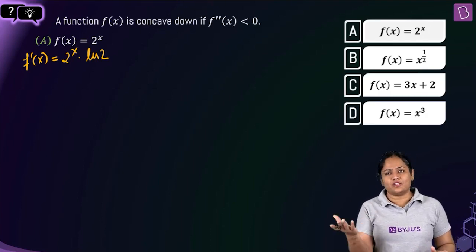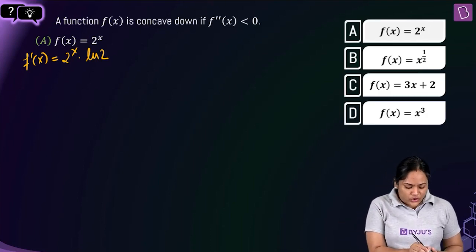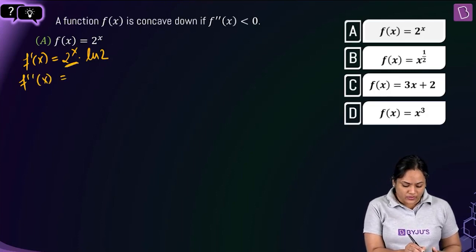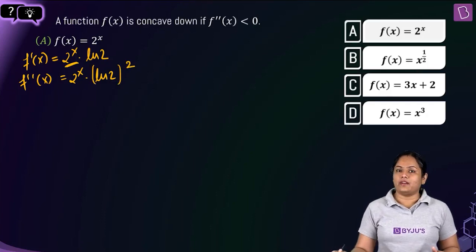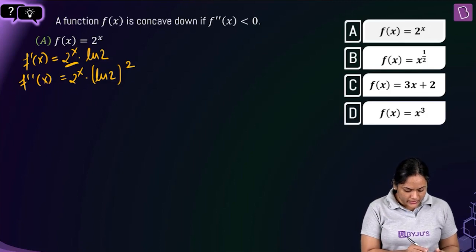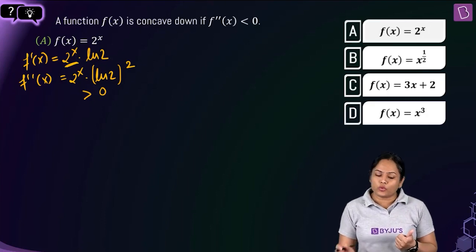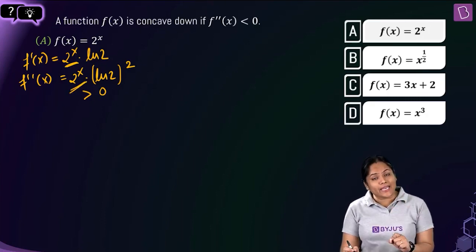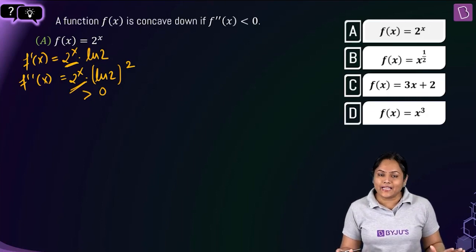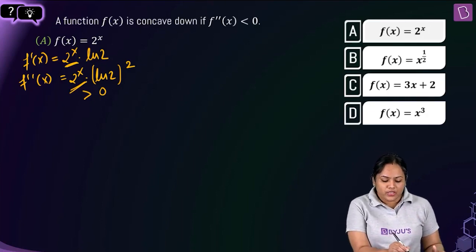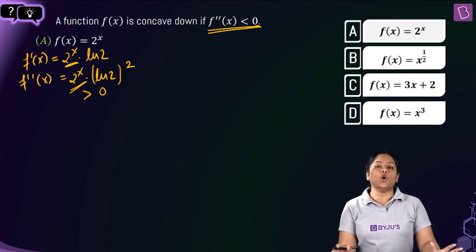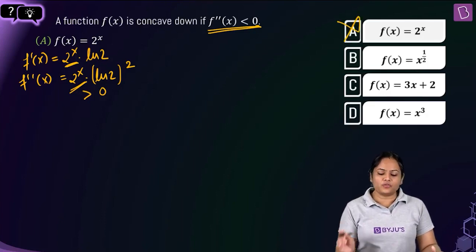We know the derivative of a raised to x, right? Again, when I differentiate, my f double dash x is going to become, again I have to differentiate 2 raised to x. So it's 2 raised to x multiplied by ln 2, and there is one more ln 2. So it's going to become ln 2 whole square, right? Okay. So this is always positive because we already know that ln 2 whole square is a positive quantity, as well as 2 raised to x again is a positive quantity, right? So this is always positive. Therefore, it is not at all concave down. So first option is rejected.